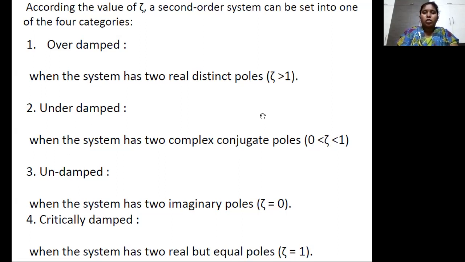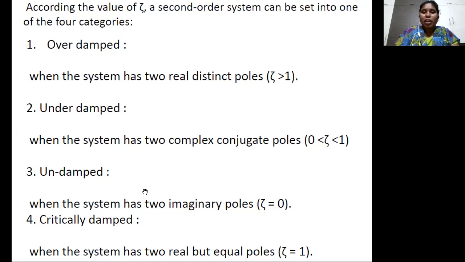Complex conjugate poles are nothing but this: if one pole is a plus ib, then the other pole must be equal to a minus ib, right? If the poles are like that, then those poles are called complex conjugate poles. And coming to the third one, that is the undamped system.